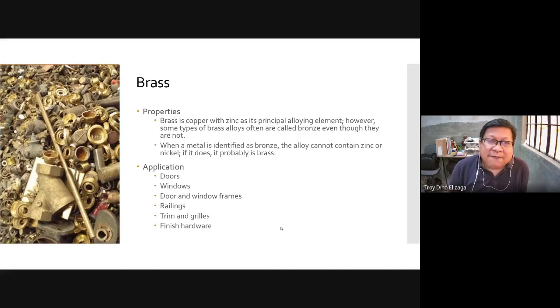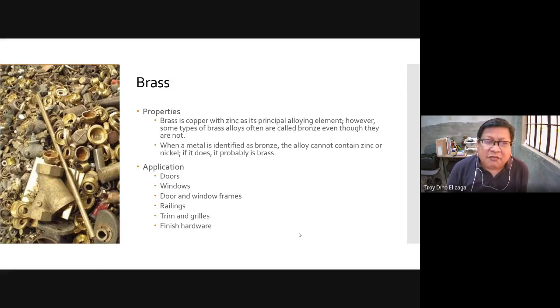Now, brass is copper with zinc, okay, as its principal alloying element. However, some types of brass alloys often are called bronze, even though they are not. So when a metal is identified as bronze, the alloy cannot contain zinc or nickel. If it does, it probably is brass. So there is a difference between bronze and brass. So bronze does not contain zinc or nickel. So the medals, which are bronze, are like this.